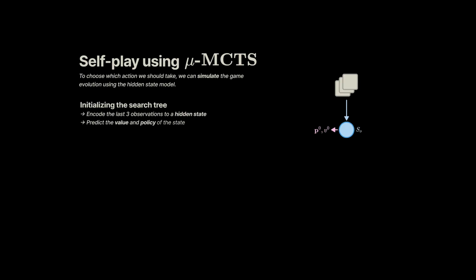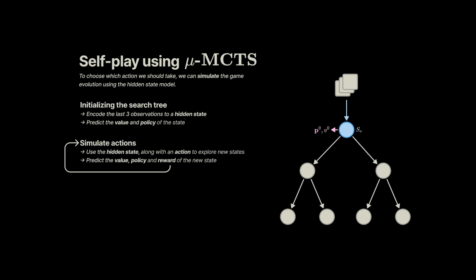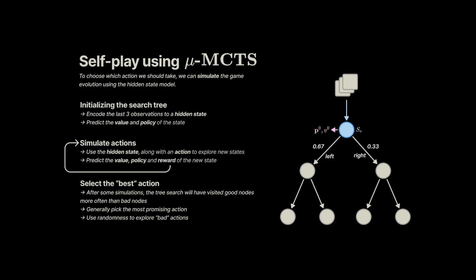An also important concept is self-play, because the system learns from just playing games, with no human feedback. To choose which action we should take, we have to simulate the game using the actual model, and then send frames to the Monte Carlo tree search. So we start by initializing the search tree. We encode the example tree observations into the hidden state and predict the value and policy. Then we simulate actions by using recurrent inference, as we talked about. And we do this again and again.